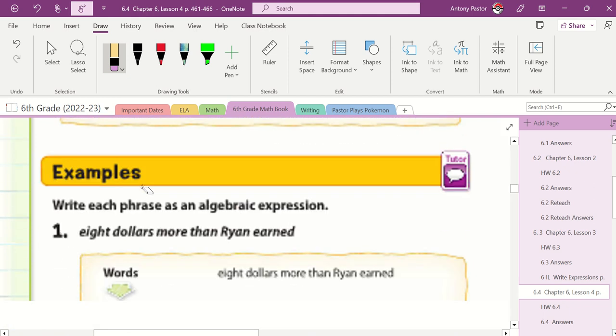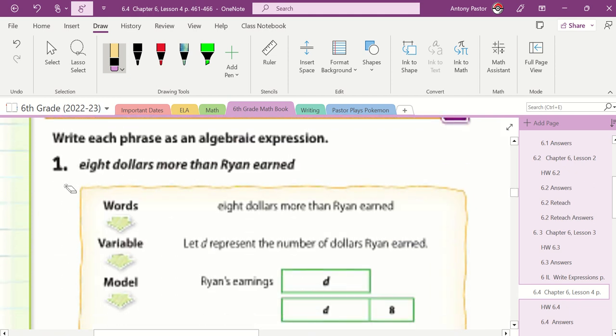So, examples. $8 more than Ryan earned. Words: $8 more than Ryan earned. So it's all of this. So let's look at the key phrase here, which is more. More means we are going to do addition.